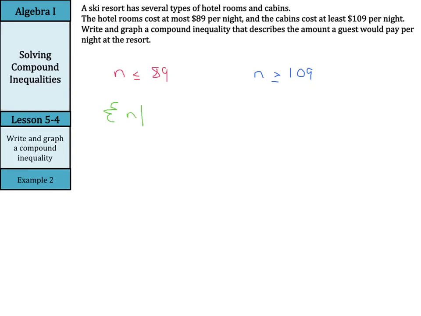n with our bar, n is going to be less than or equal to 89, or n is going to be greater than or equal to 109, and we'll close the brace, but let's define our variable as well, where n is the amount a guest pays per night.